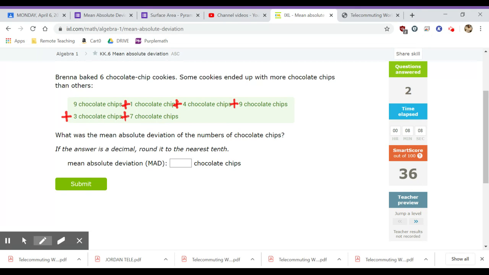So 9 plus 1 plus 4 plus 9 plus 3 plus 7. I typed that in my calculator and I got 33. Now I need to divide by 1, 2, 3, 4, 5, 6. And 33 divided by 6 is going to be 5.5. And that's my mean.